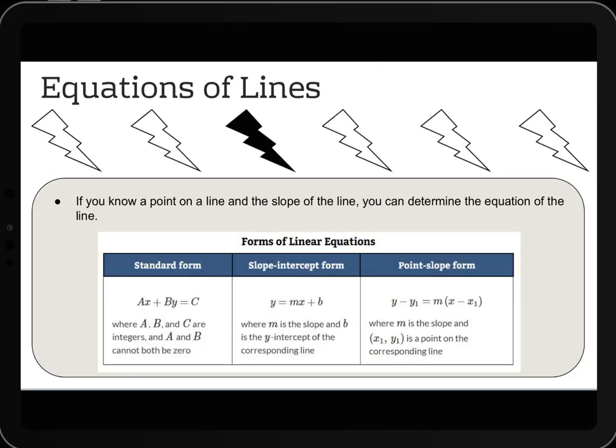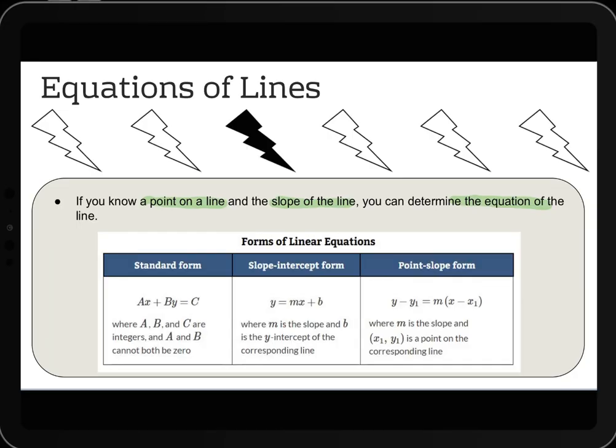So we get to the equations of lines. And what's really important about the equations of lines is that if you know a point on a line, and I want to single this out, and a slope of the line, you can actually write its equation. And this is one of our objectives. So we have the 3 forms for linear equations: standard form, slope-intercept form, and point-slope form.